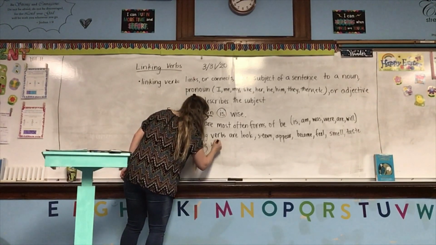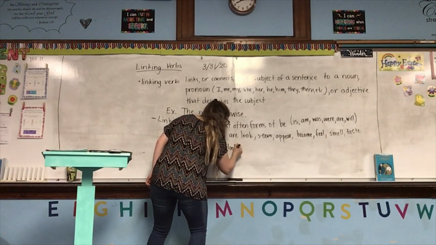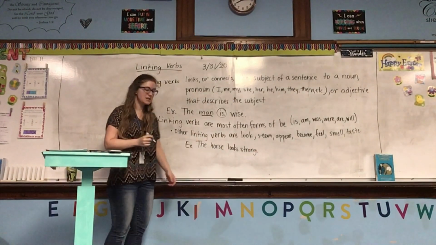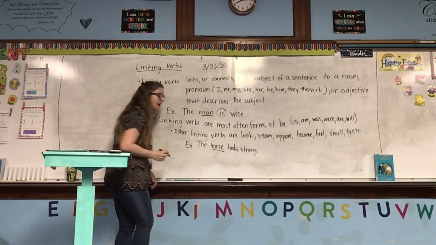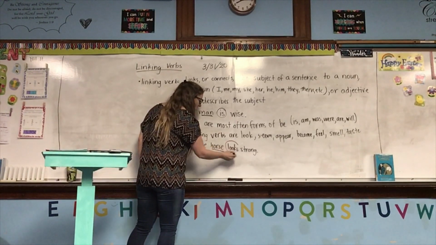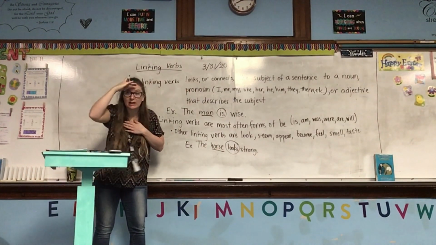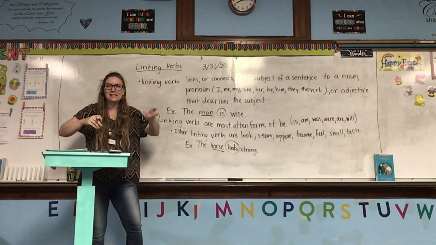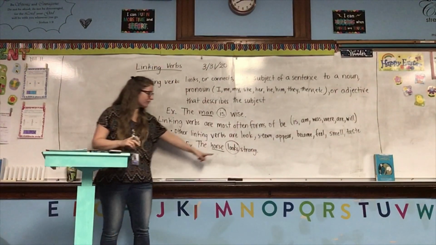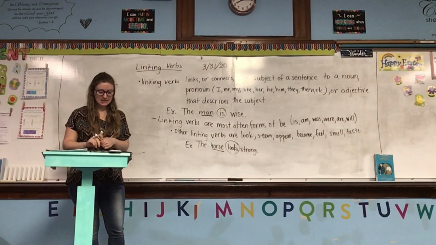So for example, the horse looks strong. The subject of the sentence is horse. That is who or what the sentence is mainly about. The verb is looks, but it's a linking verb because we're not saying that he's looking. We're just looking at it and saying, oh, it looks, as in it seems strong. And then we have the adjective strong. We have no main verb following the word looks, so that means it is a linking verb.